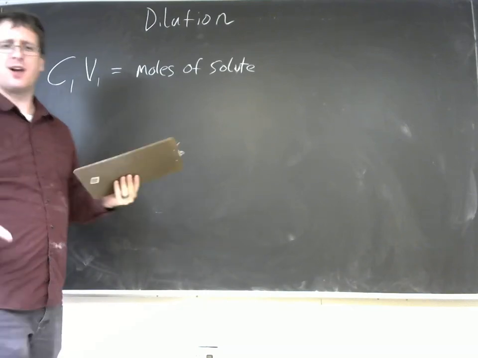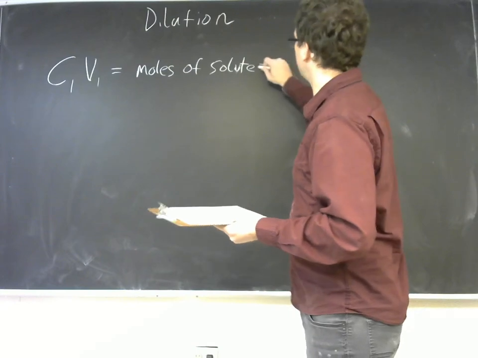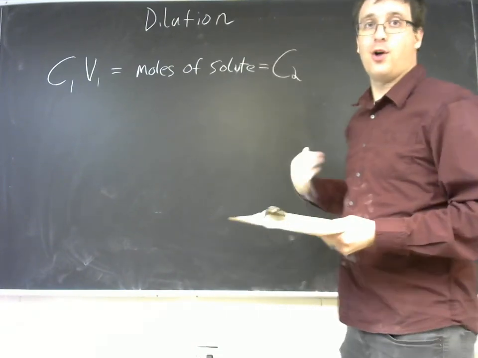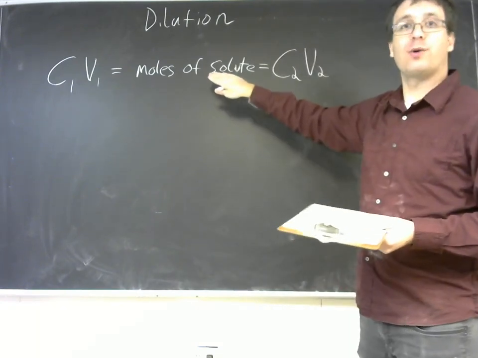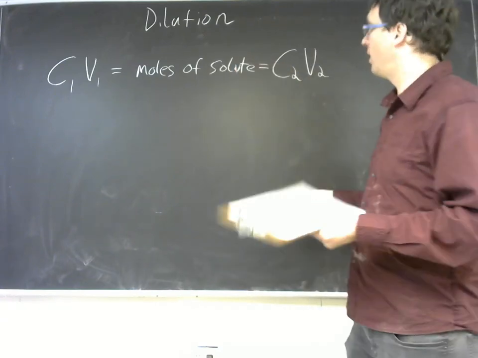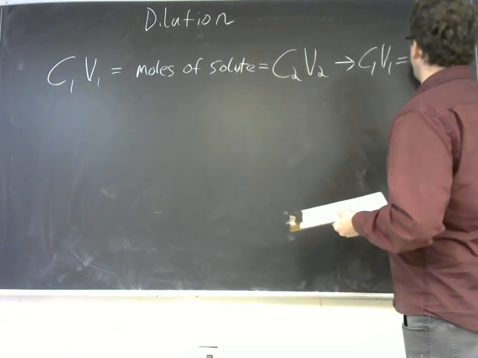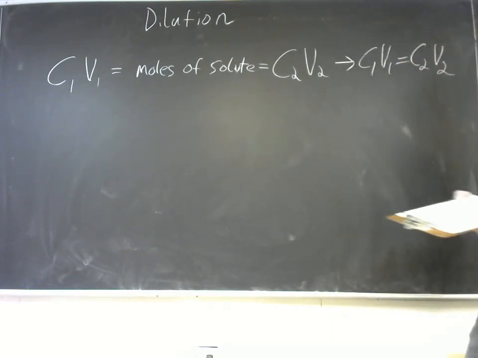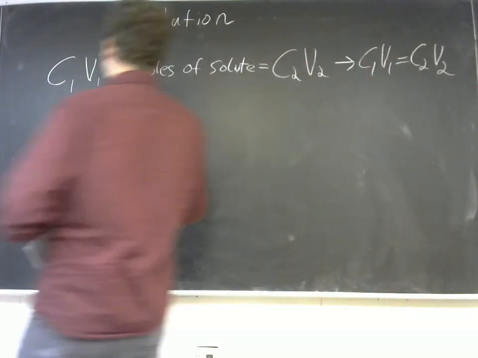Well, after I have added some solvent, then the concentration will have changed. So we'll have C2, and the volume will have changed as well, V2. But because I didn't add or remove any solute, that should equal the moles of solute as well. That's constant. And of course, this implies that C1 V1 is equal to C2 V2, and that is the dilution equation.